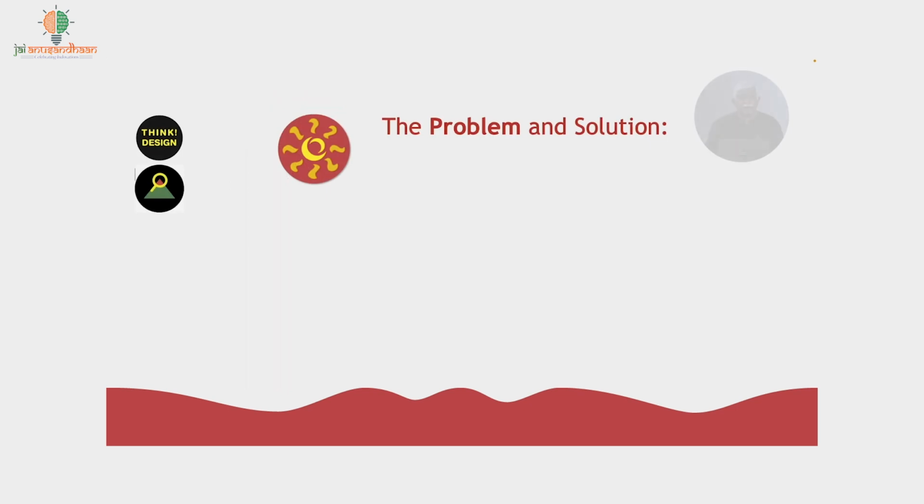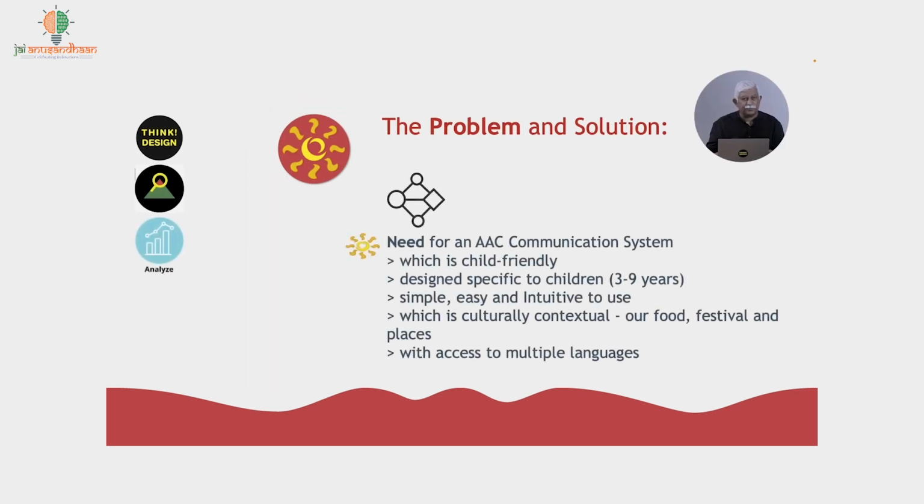Let's look at the problem space and the solution. There's a need for an AAC communication system. AAC stands for Augmentative Alternate Communication. We needed it to be child-friendly, designed specific to children in the age group of 3 to 9. It should be simple, easy, and intuitive to use. It should also be culturally contextual. That means that the children might want their own food, their festivals and places. Being in India, you need access to multiple languages. This was the felt need as part of the analysis.